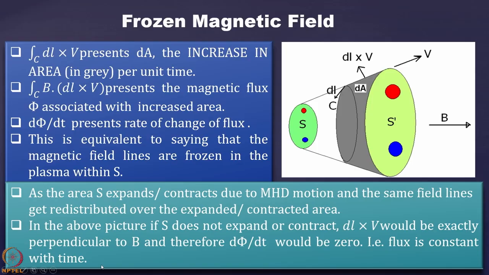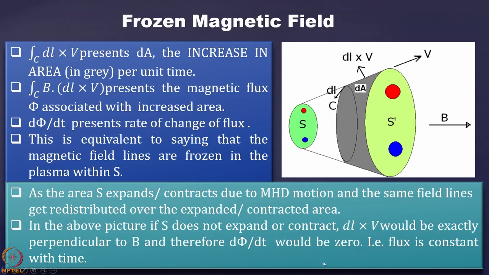In the above picture, suppose S doesn't expand or contract. So S is moving like a cylinder, but it can move bent. But here we see that dl cross V is such that V is along this side, and dl cross V would be exactly perpendicular to B. Then B · (dl cross V) will be 0. So it means that dφ/dt would be 0.